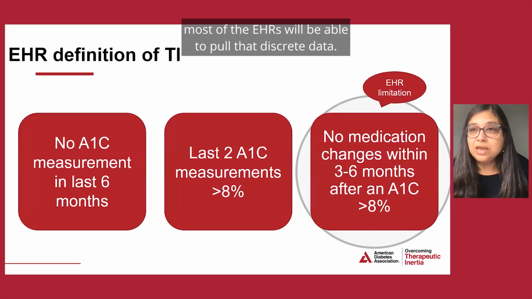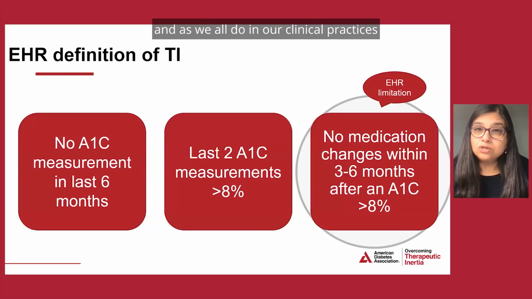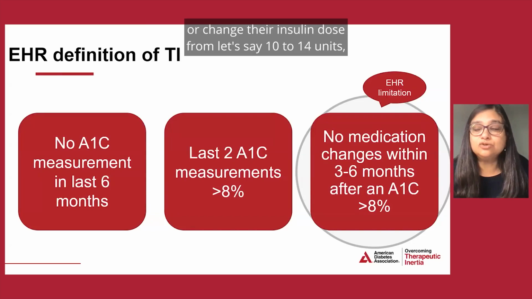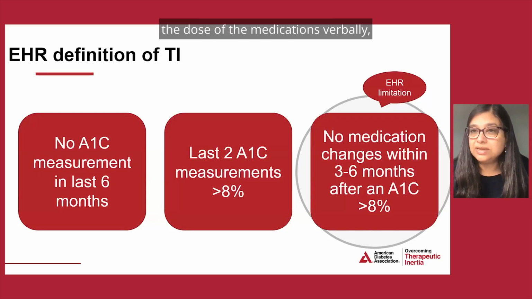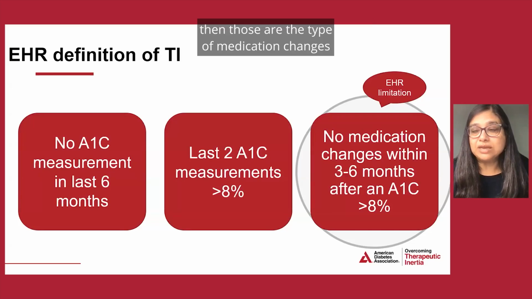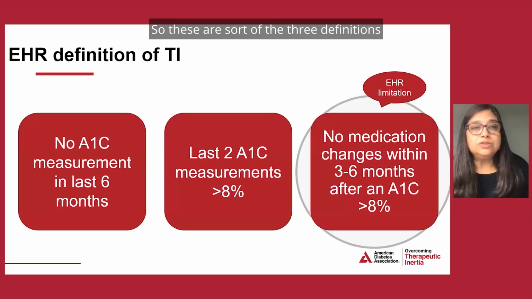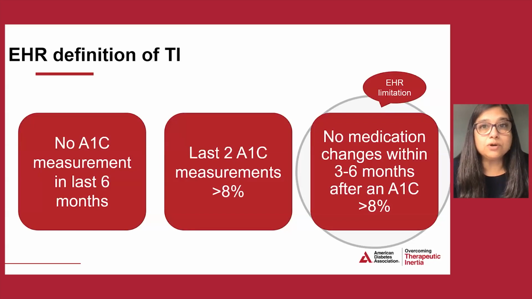that discrete data. But if you gave the patient verbal instructions, as we all do in our clinical practices, where we ask them to ramp up their insulin or change their insulin dose from, let's say, 10 to 14 units, or ask them to increase the dose of the medications verbally, then those are the types of medication changes that can be missed by the EMR. So these are the three definitions of therapeutic inertia that we can utilize our EMR for.